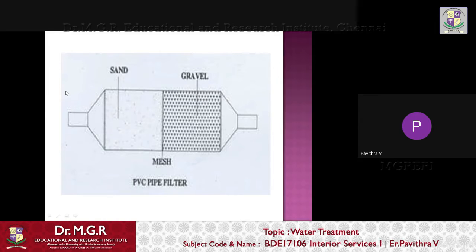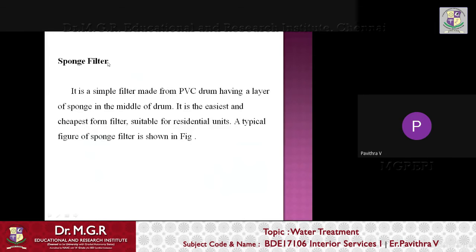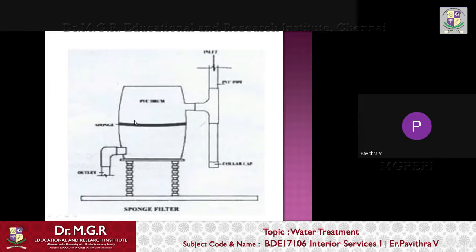Next I move on to the next filter, that is the sponge filter. It is a simple filter made from a PVC drum, having a layer of sponge in the middle of the drum. It is the easiest and the cheapest form of filter, suitable for residential units. For residential units we can use the sponge filter.